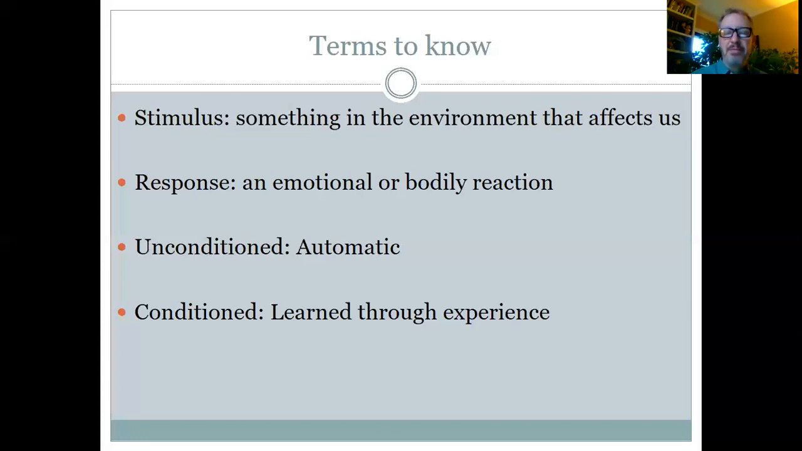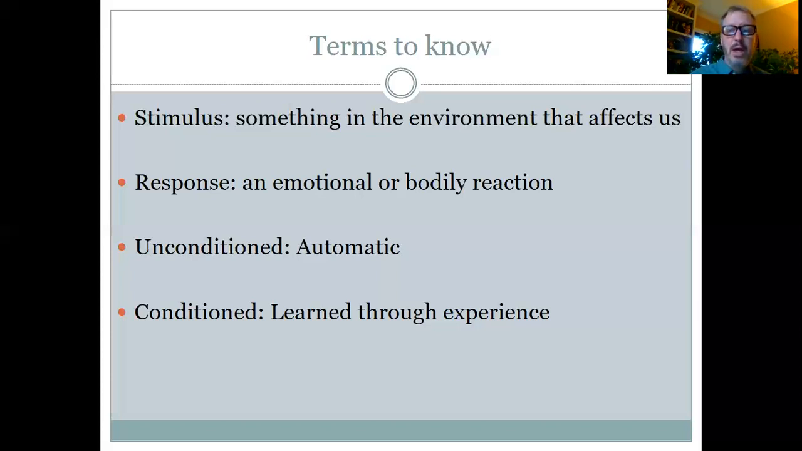A stimulus is something that comes from the environment that affects our bodies. A response then is something that comes from our bodies in reaction to the stimulus. So that can be an emotion, that could be a bodily reaction like sweating, it could be salivating if you were there for my discussion on Pavlov's dogs. It could be blinking, it could be jerking back. So those are things that come from our body, those are responses.